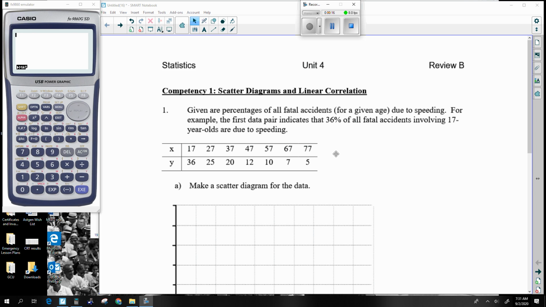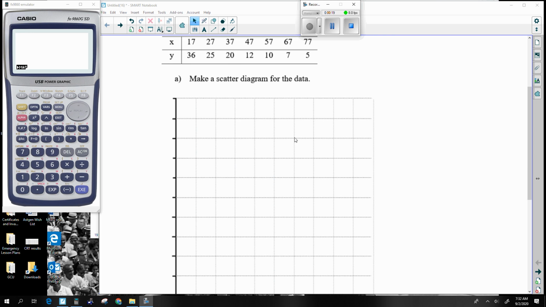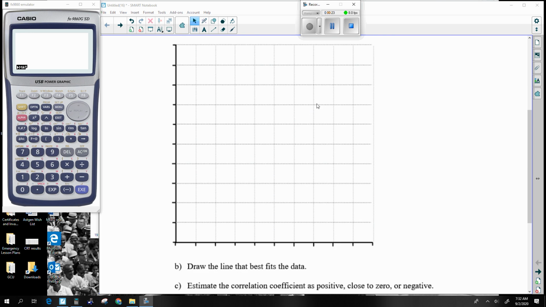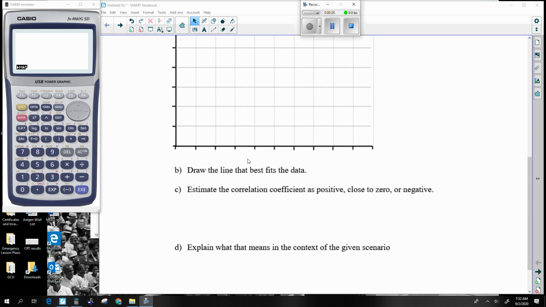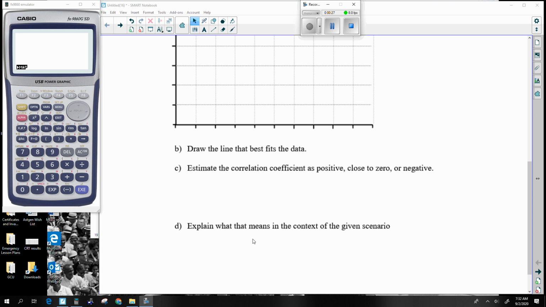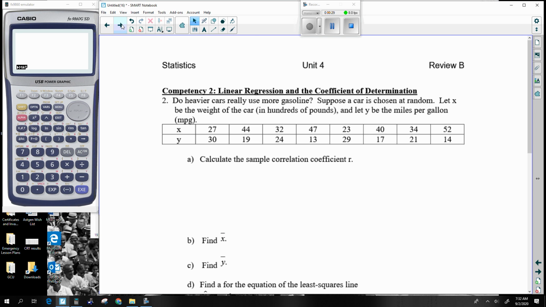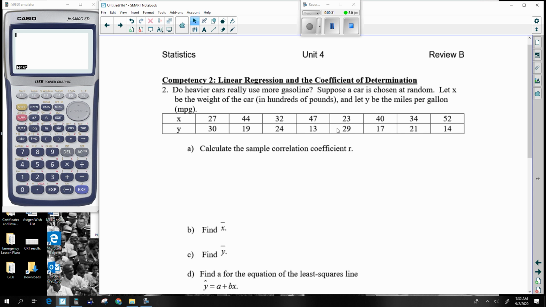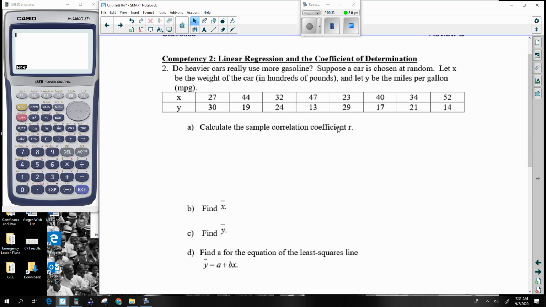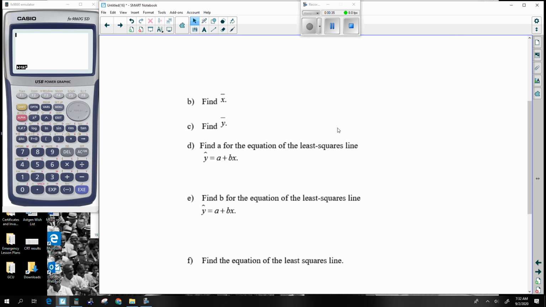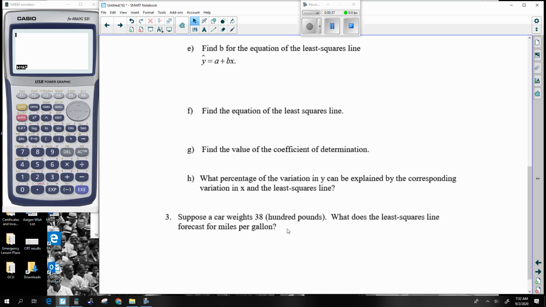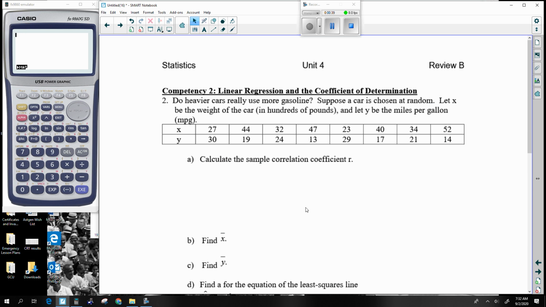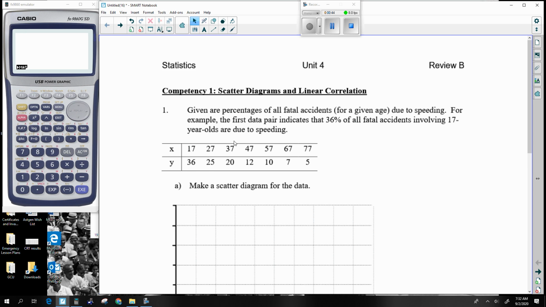Again, it's the same two types of problems. The first question is a scatter plot. So we're given this bit of information. We're supposed to make a scatter plot with a line of best fit and a brief explanation. Number two, we are asked to find a linear regression and make some predictions here at the bottom. And so that is our task.